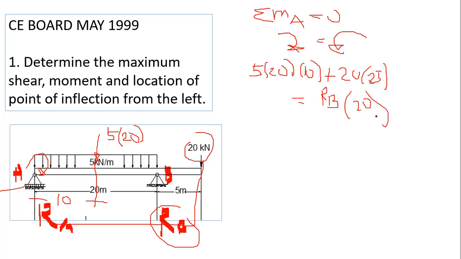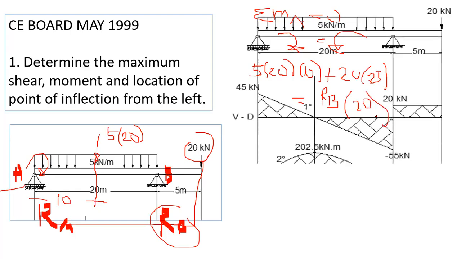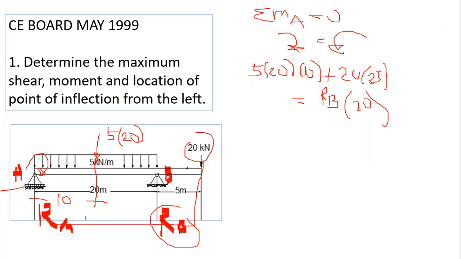So we can compute RB. What is RB? It's actually here. RA is 45. RB is 75. You can try it with your calculator. Let me try. Okay, 5 times 20 times 10, plus 20 times 25, divided by 20. Yeah, it's 75.